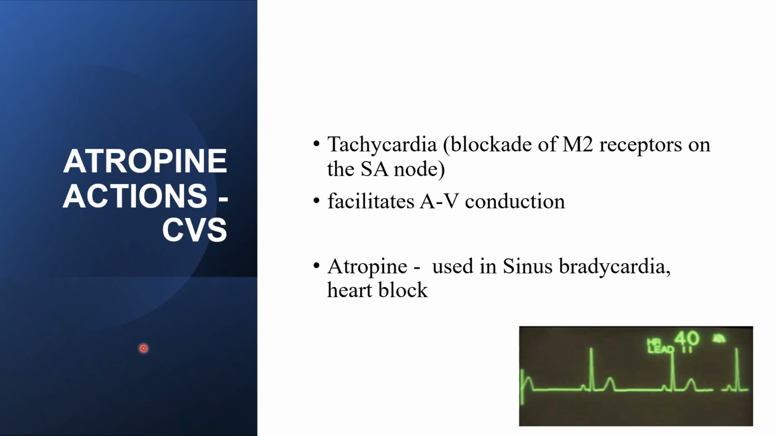Action of atropine on the cardiovascular system: it causes tachycardia by blockade of M2 receptors in the SA node, and it also facilitates AV conduction. Because of these actions, atropine is used in sinus bradycardia and heart block.